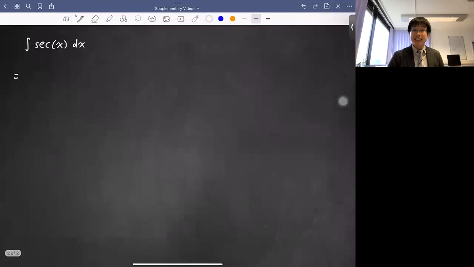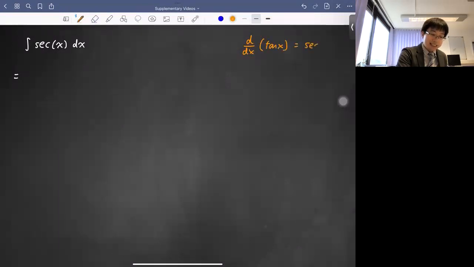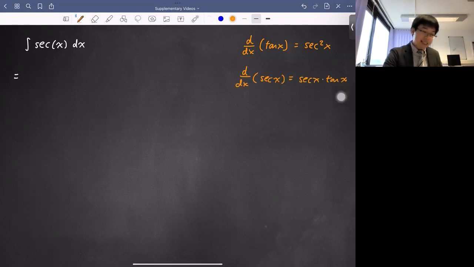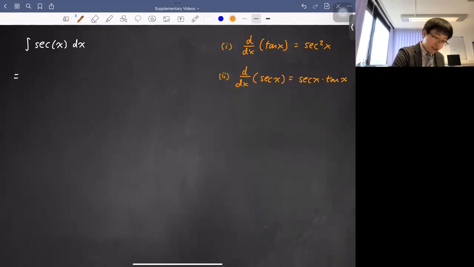We can look at this as secant x, or 1 over cosine x. But first, we need to know two facts, I should say two derivatives. The derivative of tangent x is secant squared x, and the derivative of secant x is secant x times tangent x. We will be using these two facts. Before we go forward, let's make sure we understand why. Let's call these results 1 and 2.